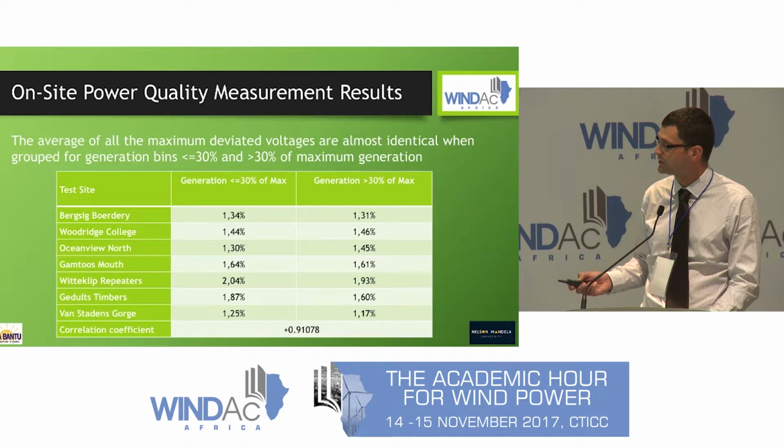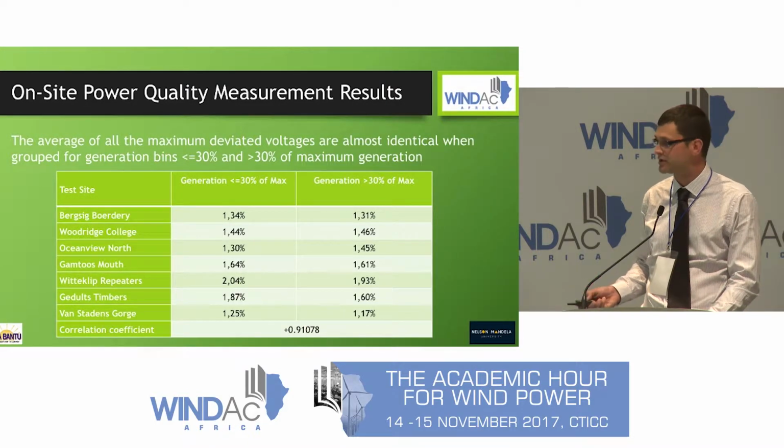Whenever generation was below 30%, and when generation was above 30%, the average was very similar. And this occurred for all the different sites. There was a very close correlation between when generation was below 30% and when generation was above 30%. And the correlation coefficient then indicates this. A positive value very close to 1 indicates there's a close correlation between that.